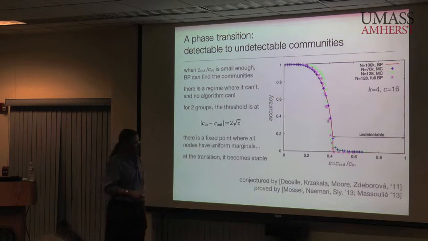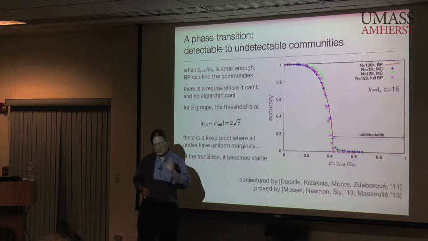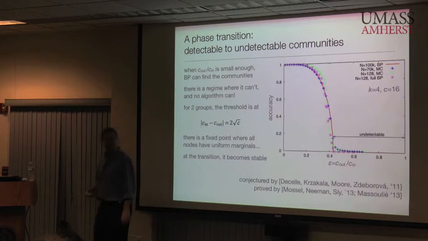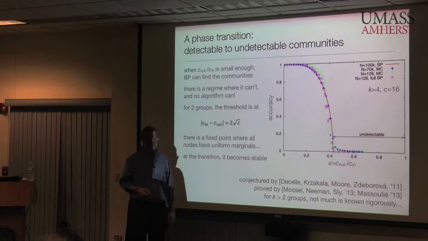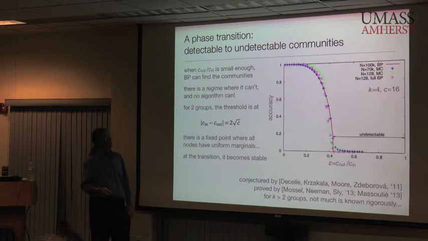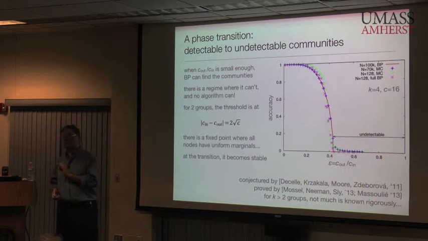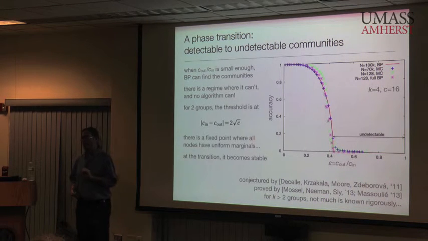Anyway, then these people proved it in the case of two groups of equal size. For more than two groups, it turns out to be much trickier, partly because something genuinely different happens. So I should mention that these guys, Elchanan Mossel, Joe Neeman, and Allan Sly, showed that in this regime, it's really information theoretically impossible to find the communities.